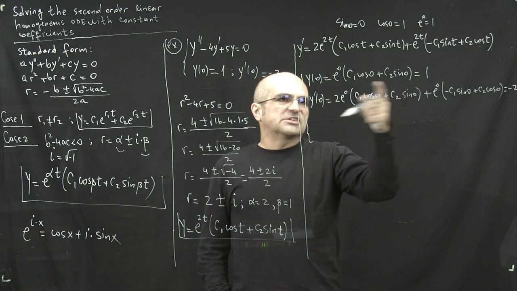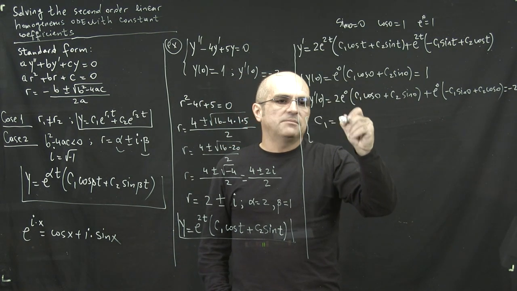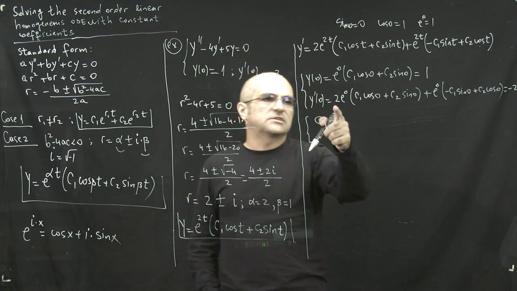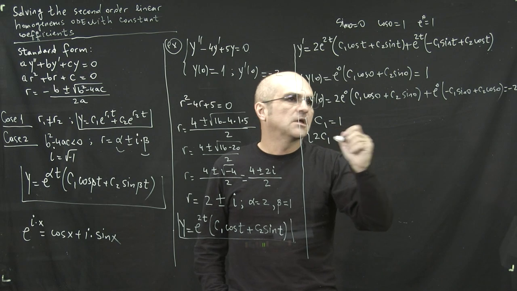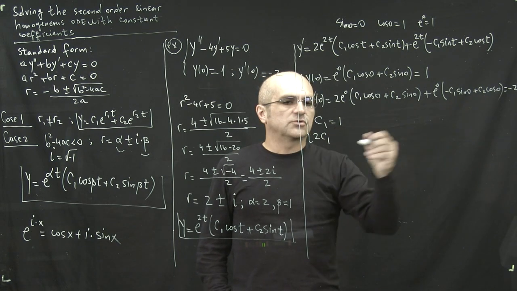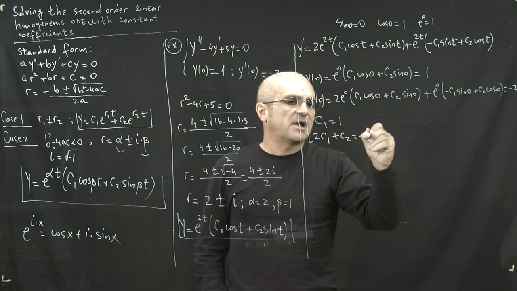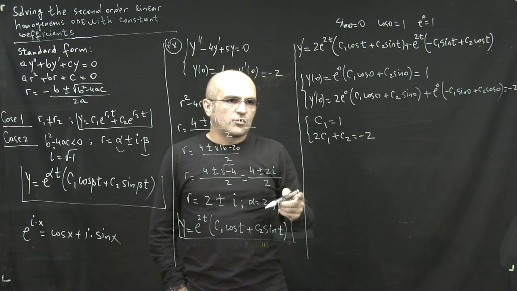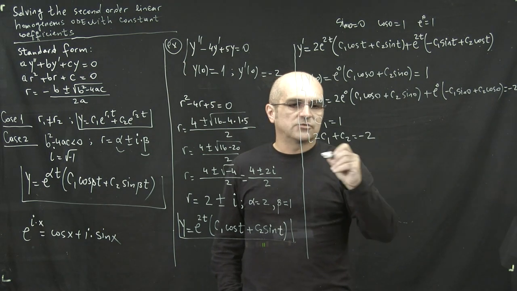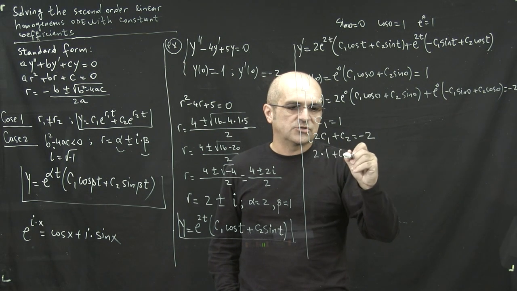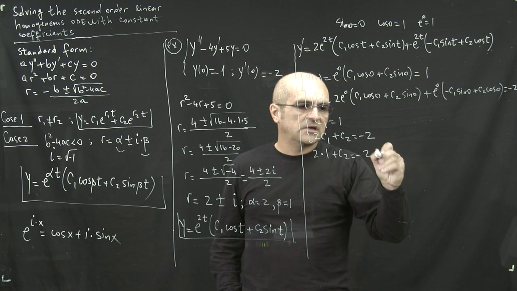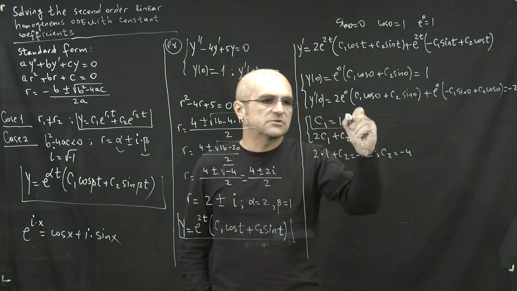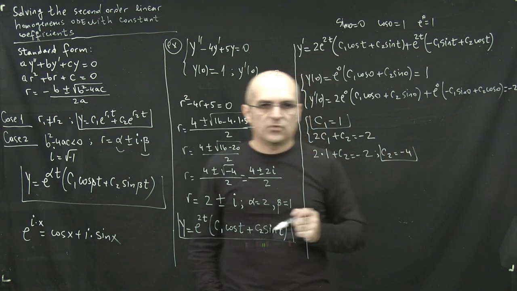Y of 0 becomes just c1, right? So c1 equals 1, and see, this is 2 times C1, and then plus C2 equals minus 2. So I have already C1 equals 1 from the first equation. I can plug it in into the second. 2 times 1 plus C2 equals minus 2. And that gives me C2 equals minus 4. So C1 equals 1, C2 equals minus 4.